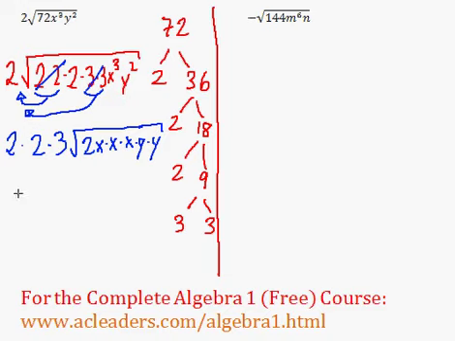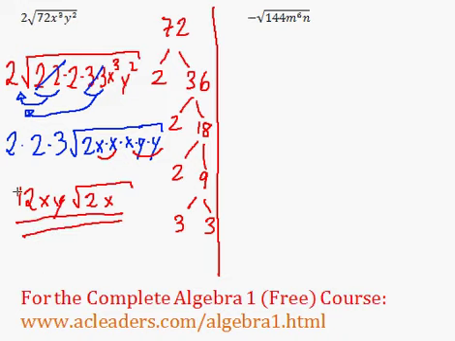And now we can combine. 2 times 2 times 3 is just 12. And we also have a pair of x's that I can take out as just 1x outside of the radical, and a pair of y's, which I can take out as just 1y outside of the radical. Then we have just the root of 2 times the one lonely x that stayed inside the radical, and we're done. This is the fully factored form of the mixed radical of 2 root 72 x cubed y squared.